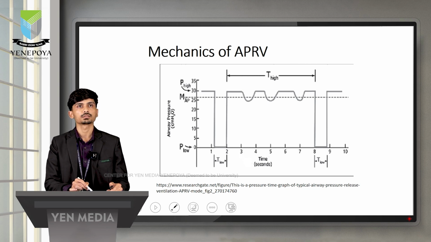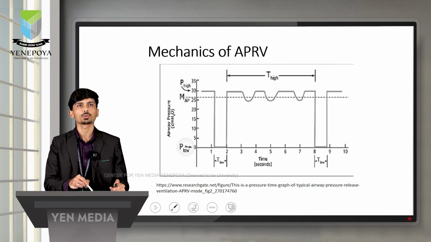So if you notice here on the y-axis, there are some marks. P high is denoted, that is 30 centimeter of water, and P low is marked, that is 0 centimeter of water. So these are nothing but the settings they have set in this specific case. And there is mean airway pressure also mentioned. This is measured, this is not set. So P high they have set at 30, P low they have set at 0. These are the two levels of pressures that they have set.